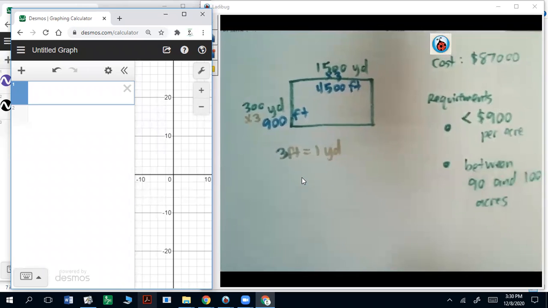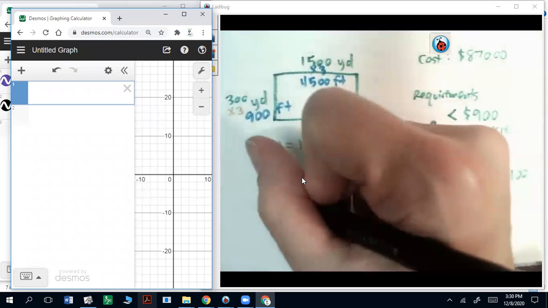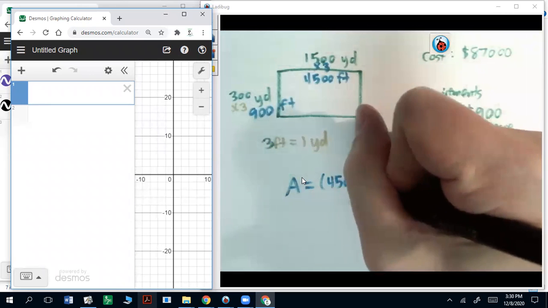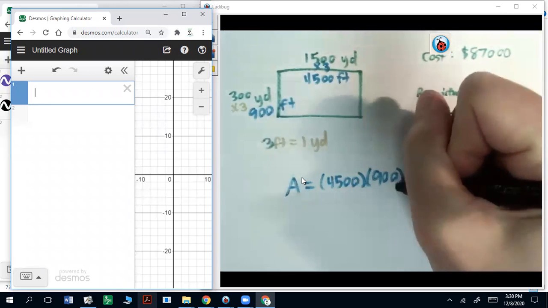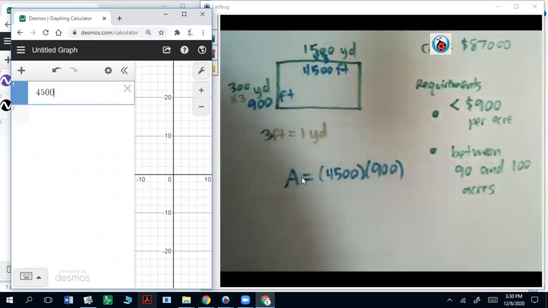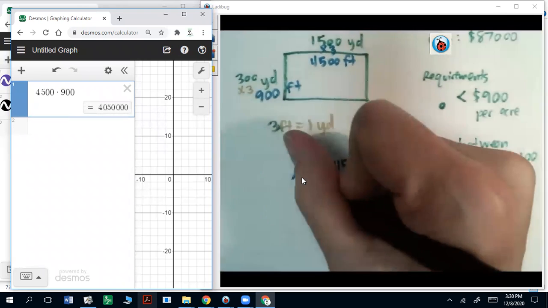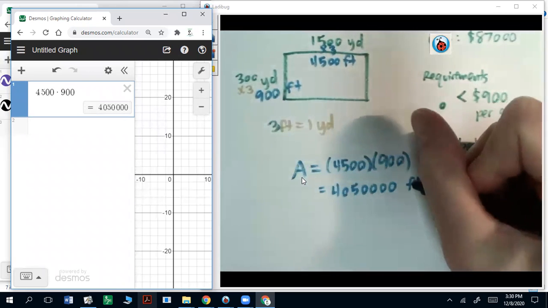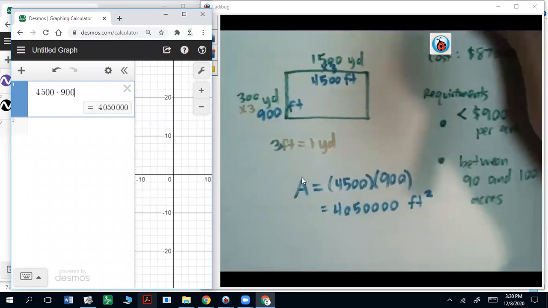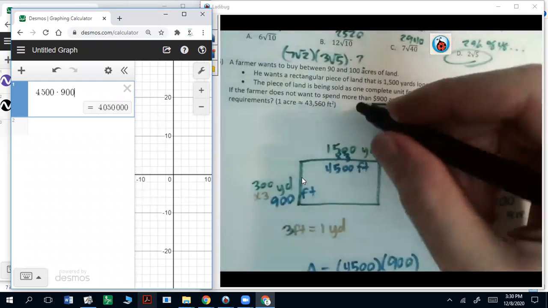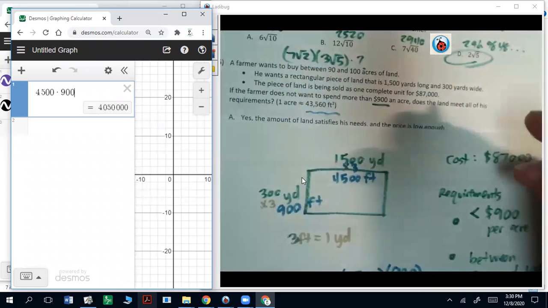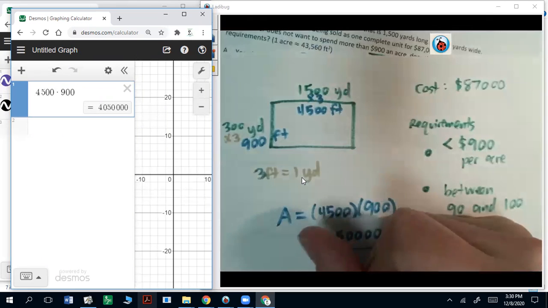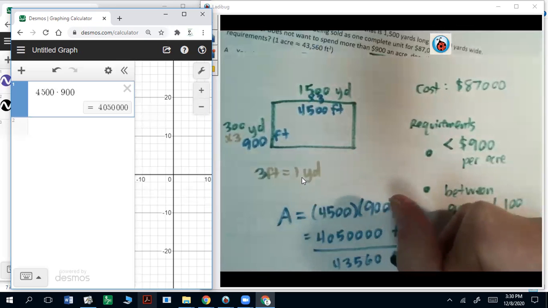So let's look at our area. So our total area is going to be, as a rectangle, length times width. So it's going to be 4,500 times 900. It's going to be pretty big. And that's your unit in feet squared. Now this problem does give you a conversion. It says 1 acre is 43,560 feet squared. So we're going to divide that by 43,560 to get the acres.